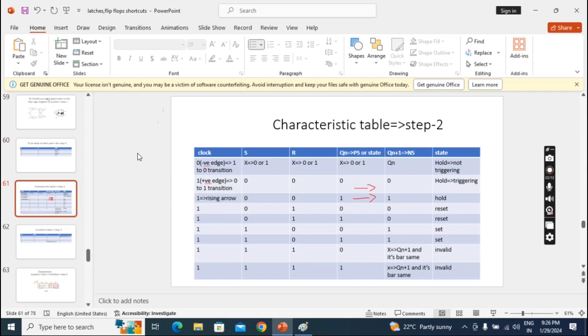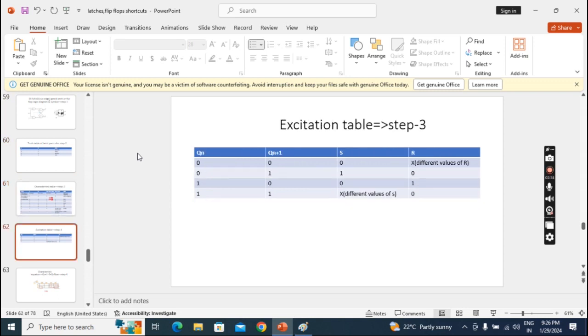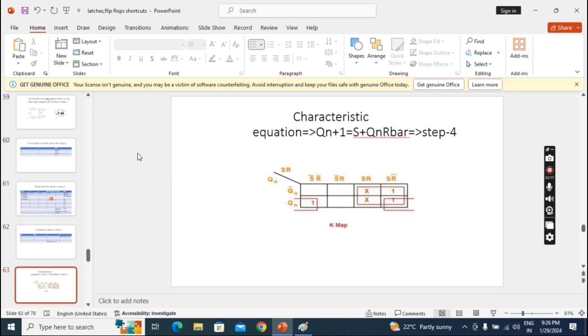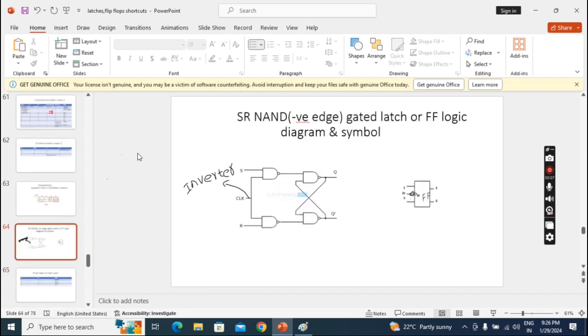remaining everything same. Excitation table same, characteristic equation table same. So you have to watch this lecture after watching gated latches: NAND latch, NOR latch with positive level, negative level. Okay. Now we'll see with negative edge. NAND only with negative edge.